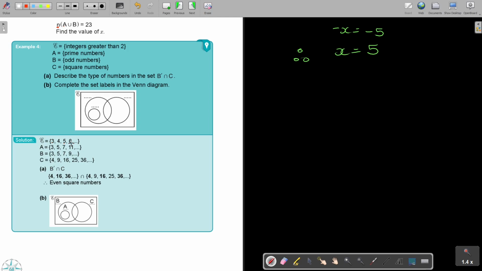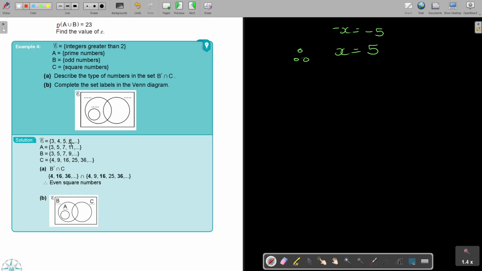Okay, and now they say, describe the type of numbers in set B's complement. Now I showed you here, what is B's complement? It's all that's not in B. So 3, 5, 7, it's all the odd numbers. But what is not in B? If you look at A, it's prime numbers. The only even one was 2, and that's out. So it's definitely going to be in B's complement. It's just going to be this one, 4, 16, 36. Do you see? So it's going to be that.